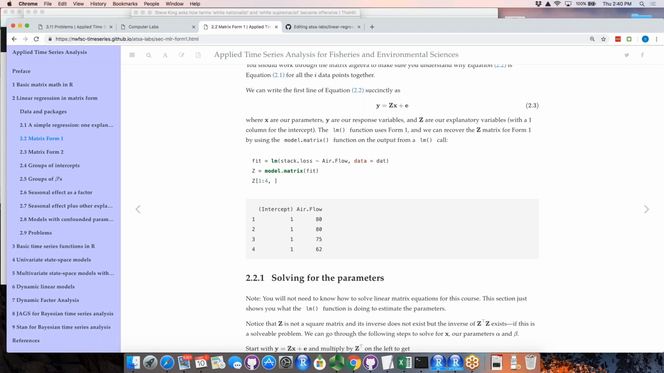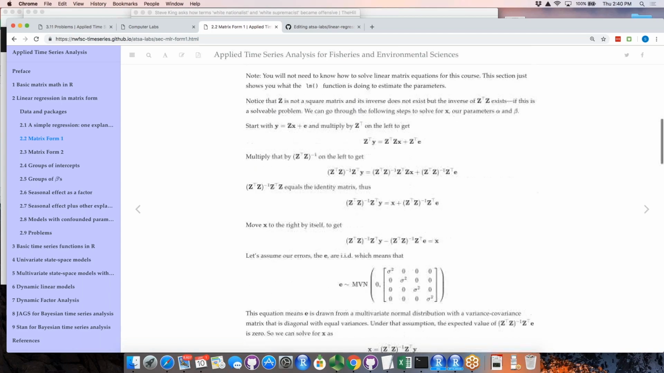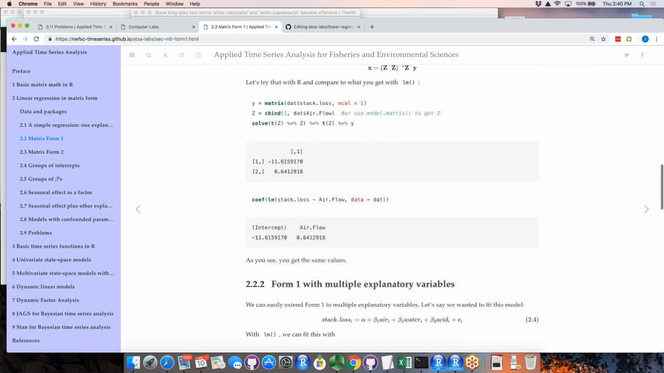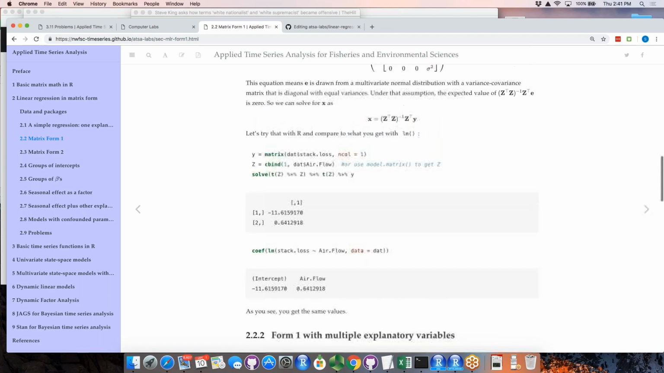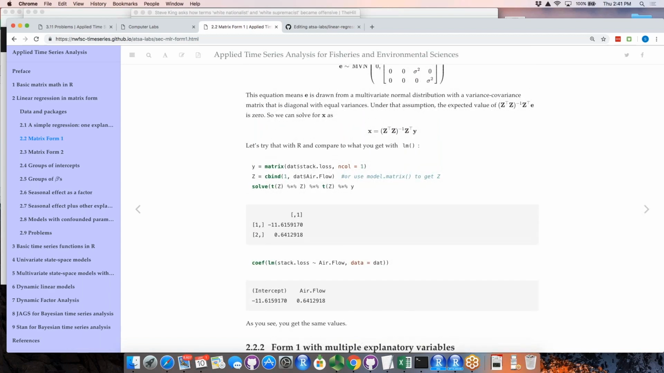It's going to be a matrix with 1s and then the airflow here. You're going to make another one that's going to be your Y, which are your data. And then if you ran this code here, so here is my Y. If you run this code and you look at what that Y is, it's a matrix with 1 column. It's got our data. And then you set up your Z. It's going to be your 1s, and then it's going to have your airflow.